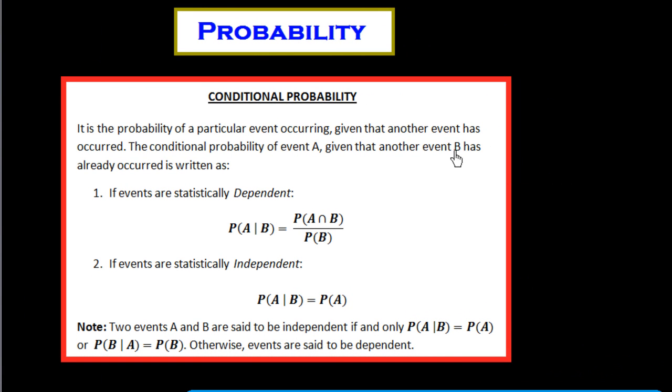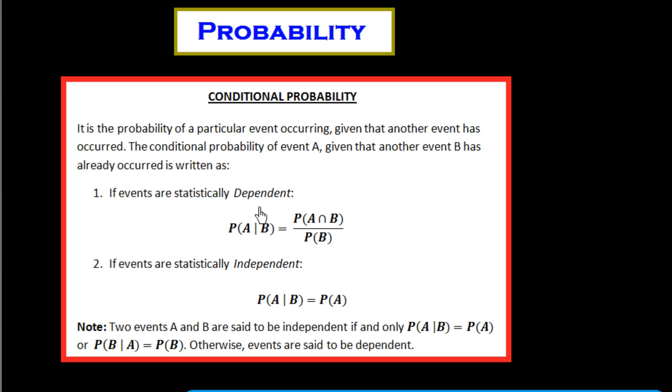Hi friends, in this session of probability, we study about conditional probability. It is the probability of a particular event occurring given that another event has occurred. The conditional probability of event A given that another event B already occurred. We have two cases for this. First case, if the events are statistically dependent.